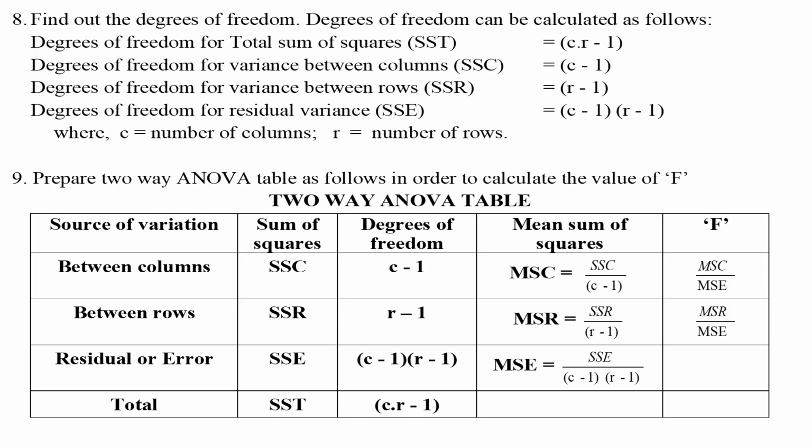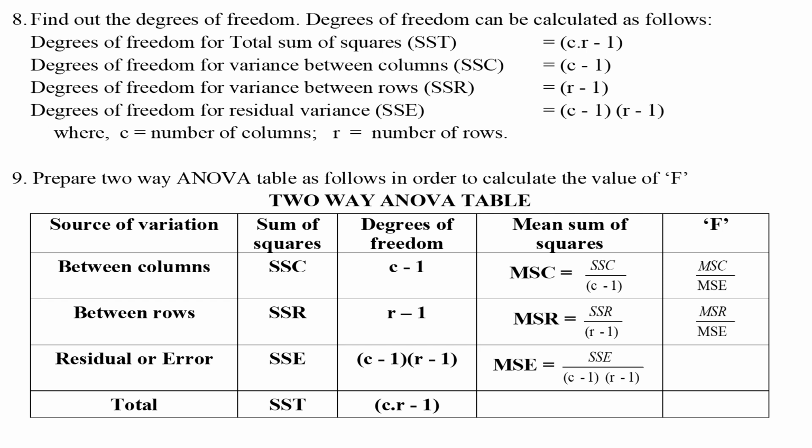8. Find out the degrees of freedom. Degrees of freedom can be calculated as follows. Degrees of freedom for total sum of squares SST equals C minus 1 times R minus 1. Degrees of freedom for variance between columns SSC equals C minus 1. Degrees of freedom for variance between rows SSR equals R minus 1. Degrees of freedom for residual variance SSE equals C minus 1 times R minus 1. Where C equals number of columns, R equals number of rows.